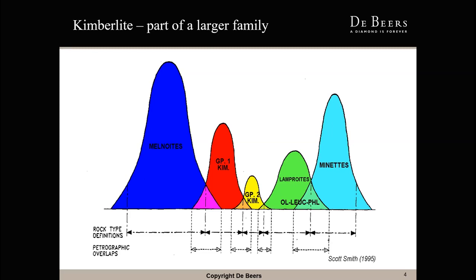And then you'll notice that in the middle, these curves sort of overlap over here. And basically that is due to the sharing of some of the properties of the rocks. You get things known as K1Ms, which have some overlap in terms of properties between melnoites and kimberlites. The same, you get phlogopite-rich group 1s, and then the same happens between group 2s and lamproites, etc.